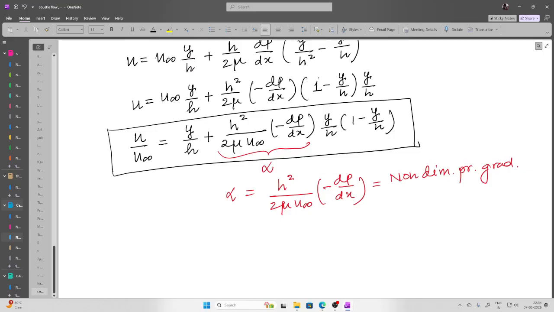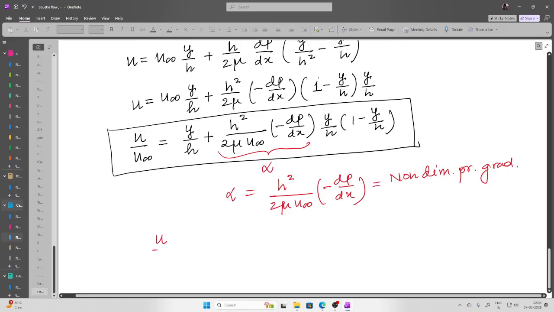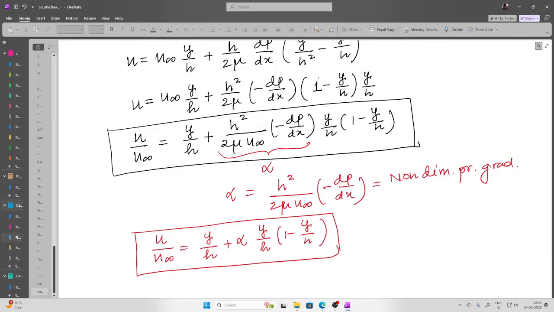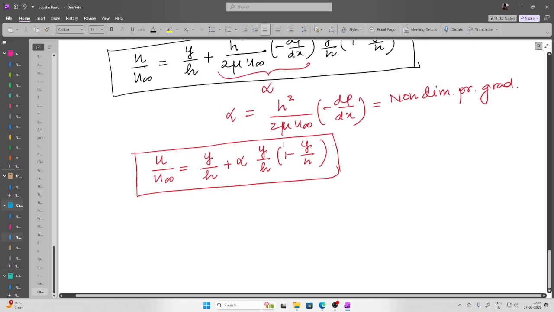Okay. So now the velocity profile will be u by u infinity equals y by h plus alpha times y by h into 1 minus y by h. Friends, this is the complete velocity profile in case of Couette flow, and this alpha has a very special role to play when it comes to Couette flow. You know why? Let me show this to you.